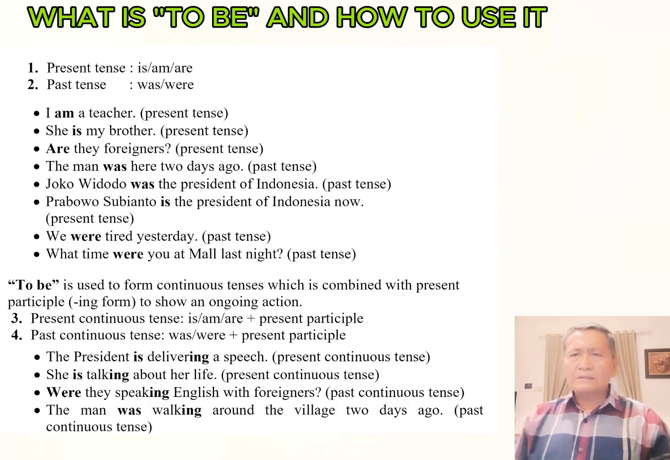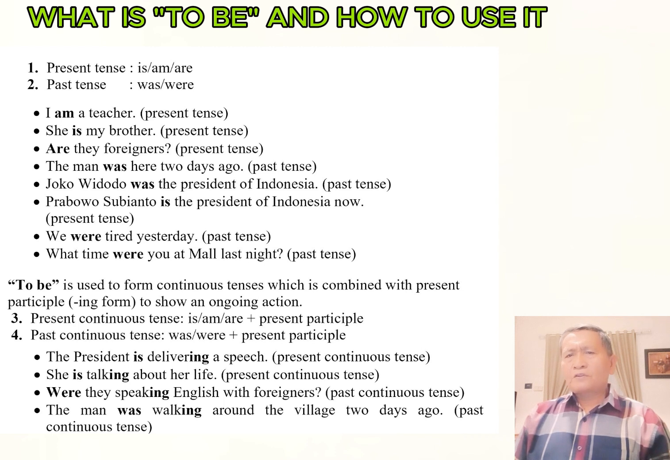1. Present tense, to be, should be am, is, and are. It indicates that the action is still going on till now. Past tense, to be, was, were. It describes something that happened in the past.